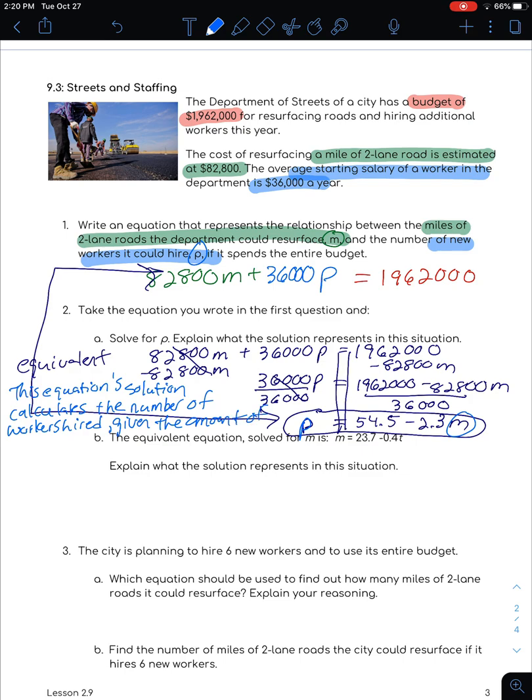Given the amount of miles to resurface. Looks like we need a little bit more space on this problem, but we're just going to do the best we can with it. Okay. So P, which is the solution that we're trying to solve for, represents the number of workers that we can hire if we know the amount of miles. If we can plug the number of miles in here, then we can get the number of workers.